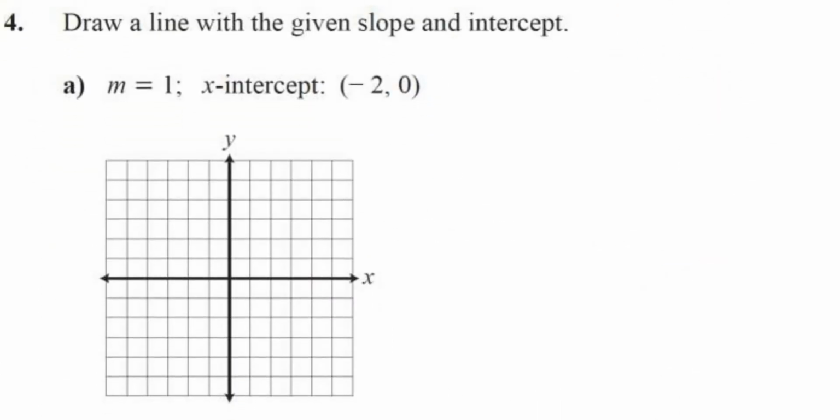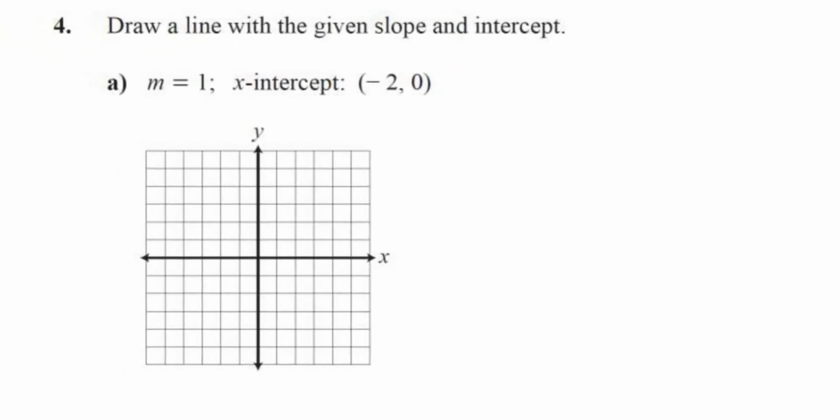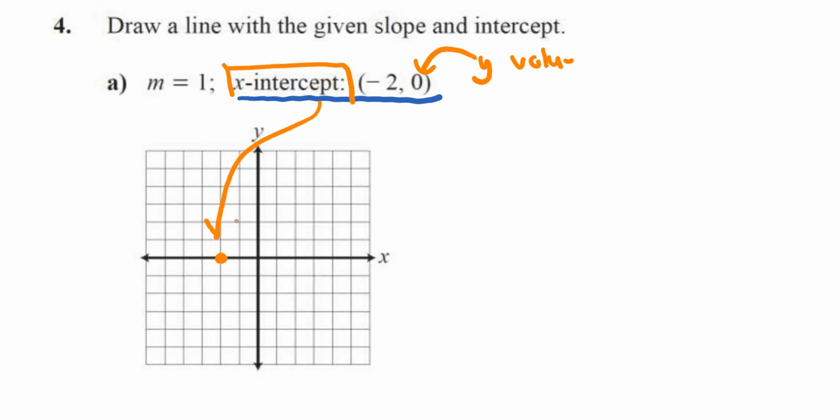Question number 4, some more graphing problems here. Draw a line with a given slope and intercept. Very similar to an earlier question, we're given a point, and the point is the x-intercept, which is negative 2, 0. Remember, for an x-intercept, the y value there is just 0. So negative 2, 0 means you go left 2, and there's your x-intercept right there.